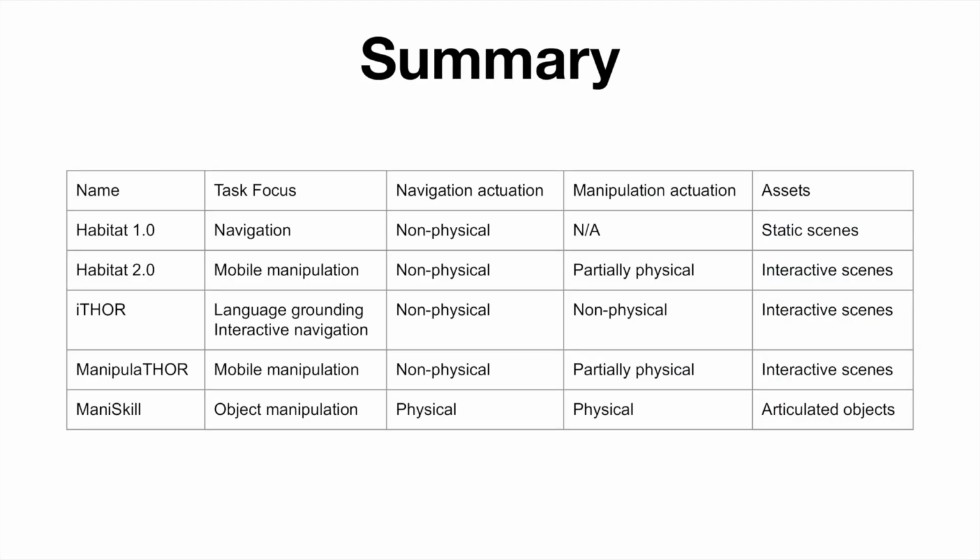To summarize, different embodied AI environments have different levels of abstraction about the physical world, and are suitable for different tasks. Habitat 1 and iGibson are suitable for navigation and language grounding. Habitat 2 and ManipulaTHOR are suitable for mobile manipulation. ManiSkill focuses on physical manipulation and object-level generalization. We hope this tutorial will help you find a suitable environment to start your own journey with embodied AI, or have a better understanding about designing an embodied AI environment.